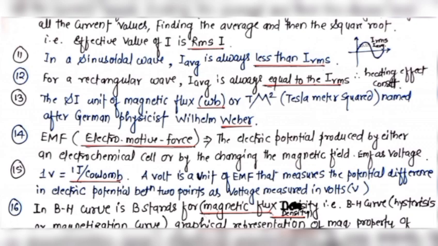In a sinusoidal wave, I average is always less than I RMS. For a rectangular wave, I average is always equal to I RMS. Therefore, the heating effect is constant. The SI unit of magnetic flux is Weber, or Tesla meters square, named after the German physicist Wilhelm Weber.